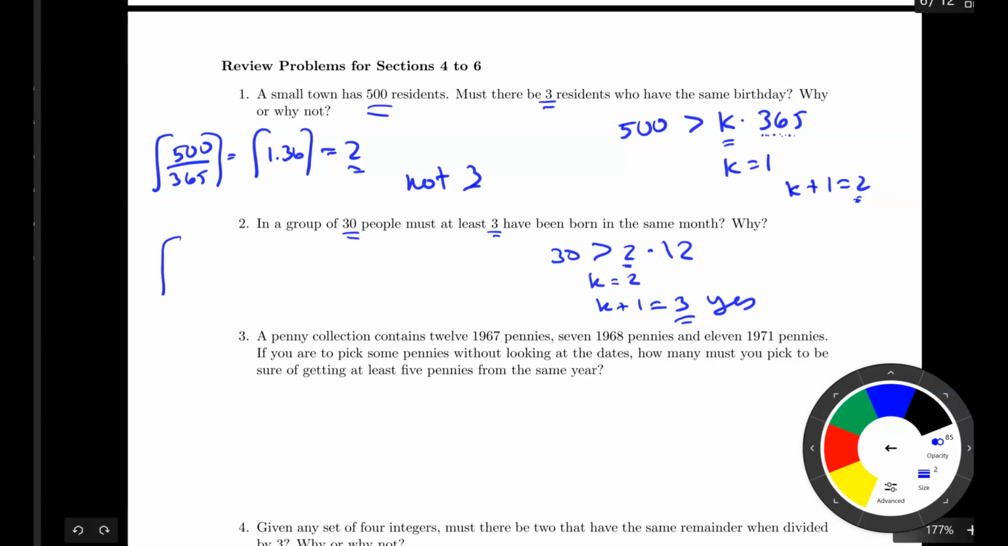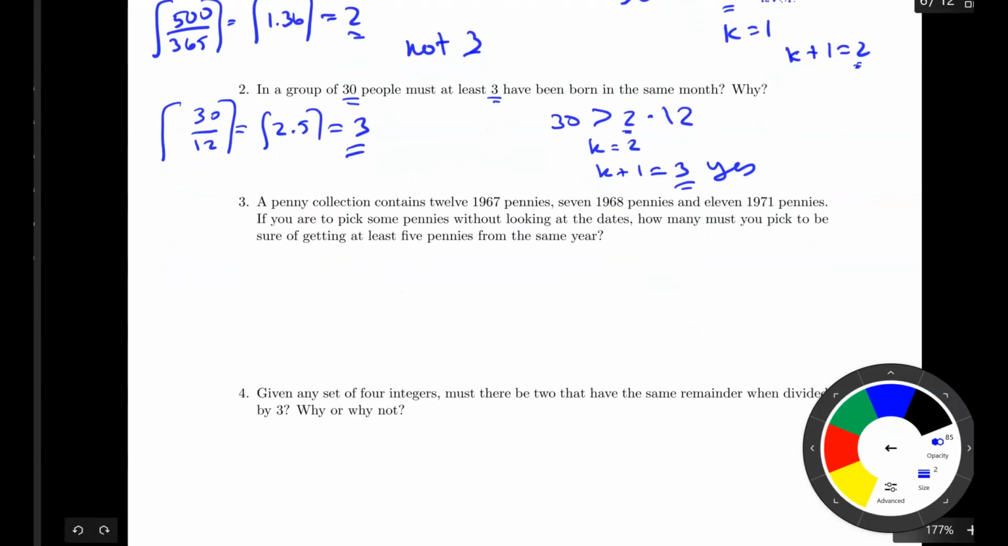Or you could do the same thing, the number in the domain and the number in the codomain, divide it, and you get the ceiling of 2.5, it's 3. So there it is in a different way. So it's good to know both ways, because sometimes you're looking at something like this where you want to know the number to pick. I don't know the number to pick, but I've got 3 categories of pennies. And so how many pennies do I need to pick so that I get at least 5 in the same year? So that means I want this to equal 5.